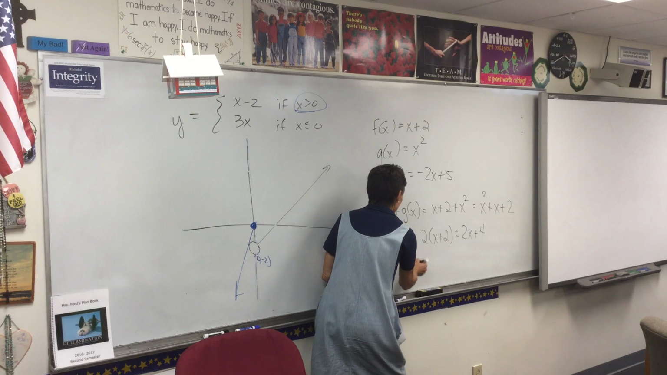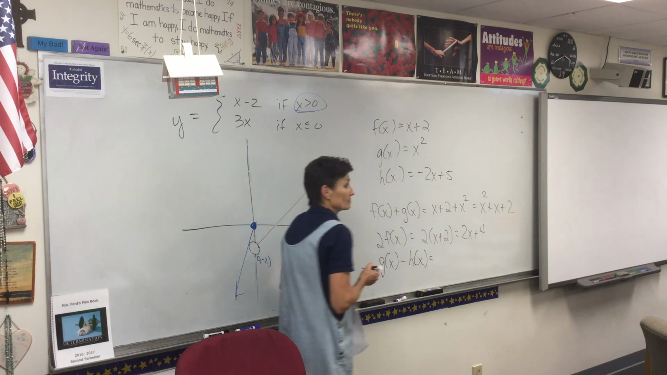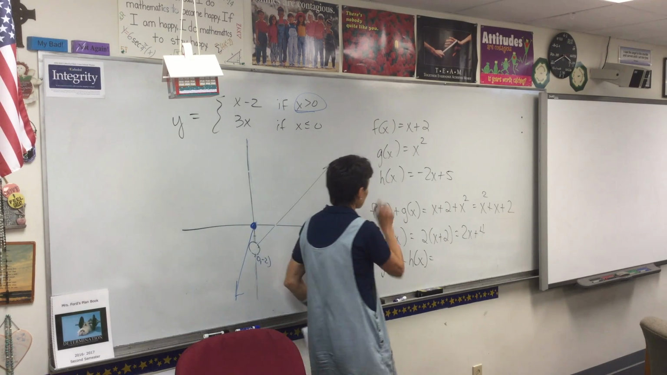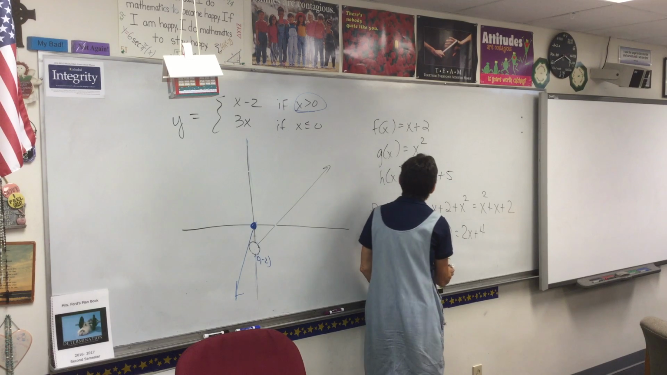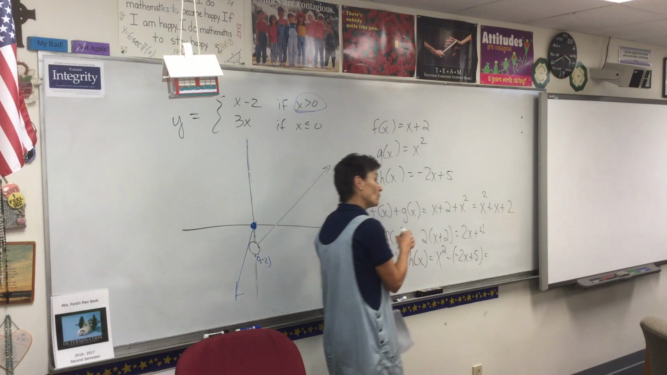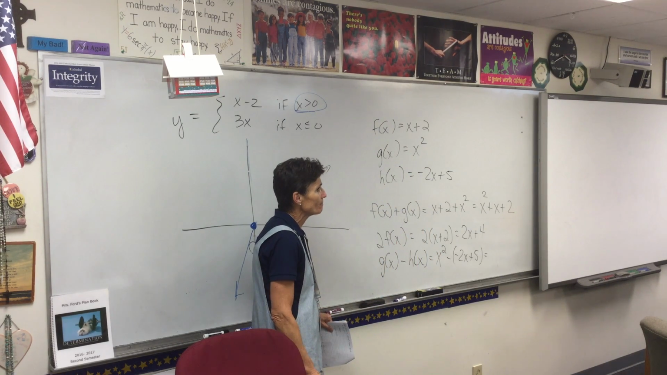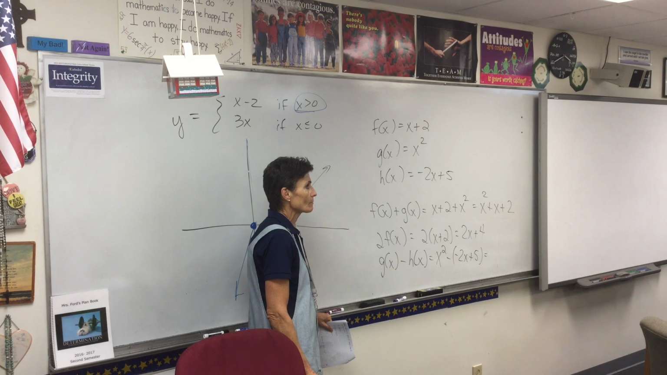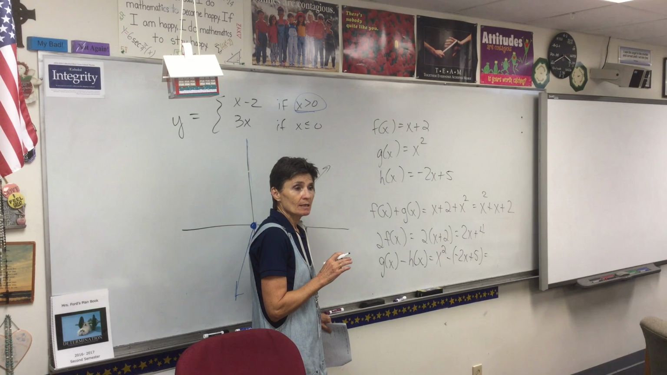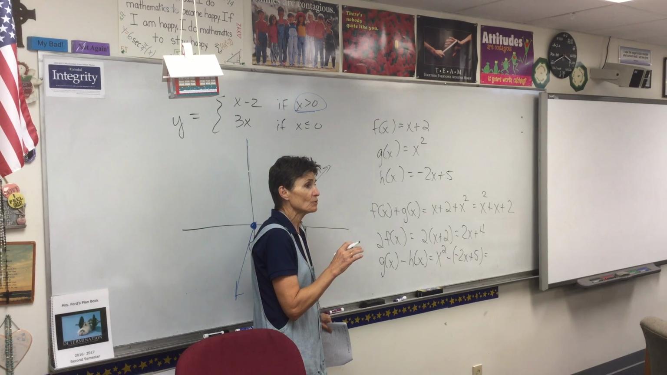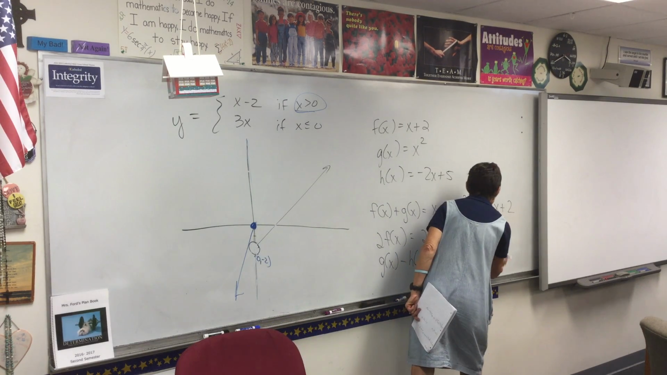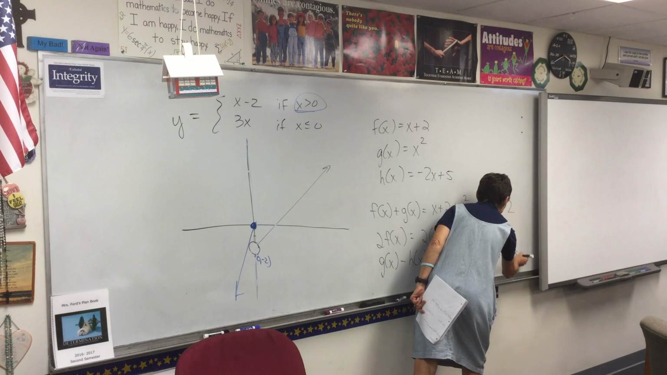g of x minus h of x. Now, make sure you're doing the right letters. It's g minus h. So it's going to be x squared minus negative 2x plus 5. I wrote that down because I need to remind myself to distribute the negative. So my answer is x squared plus 2x minus 5.